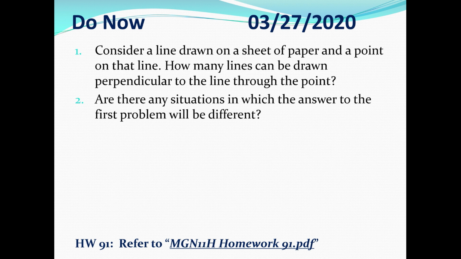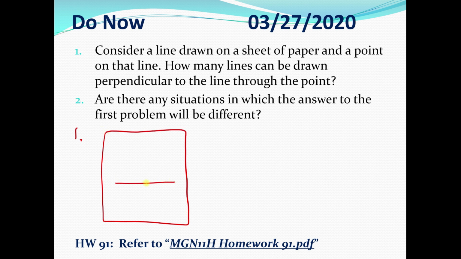Well, that's pretty simple. So for part 1, let's say you have a sheet of paper like this. Imagine that's your sheet of paper, and then you draw a line here on the sheet of paper and a point on that line. How many lines are you able to draw through the point on that line such that it's perpendicular to that line? In this case, we can just draw one line such that it's perpendicular to the given line. So the answer is 1.